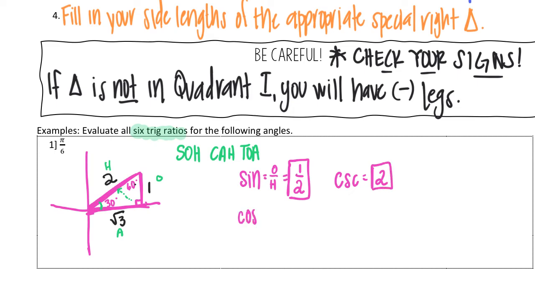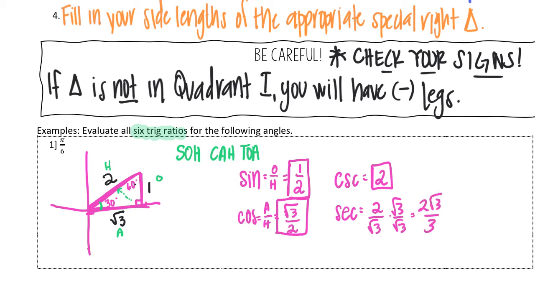Cosine is the adjacent over the hypotenuse. The adjacent is the square root of 3. The hypotenuse is 2. We do not need to rationalize because that radical is in the numerator. The reciprocal of cosine is secant. So we flip over 2 over the square root of 3 and rationalize, and you should get 2 square root 3 over 3.